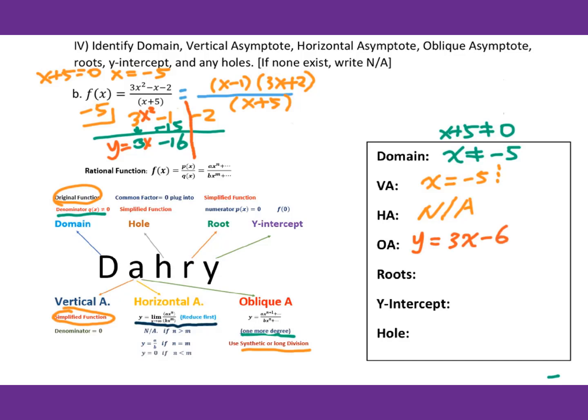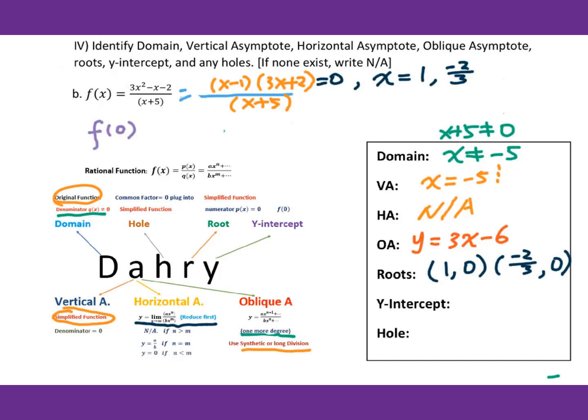For roots, we will make the numerator equal to 0, which means x equals 1 and negative 2 over 3. So we write down (1, 0) and (negative 2 over 3, 0). Y-intercept means we plug in f of 0 into this equation. Whenever you see x, that will be 0. I can plug into this original one. Here's 0, 0, 0. Therefore, you get negative 2 over 5. So the y-intercept is (0, negative 2 over 5).